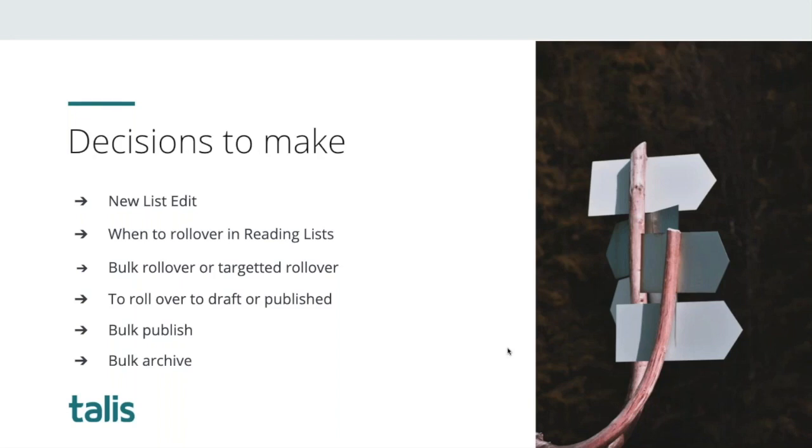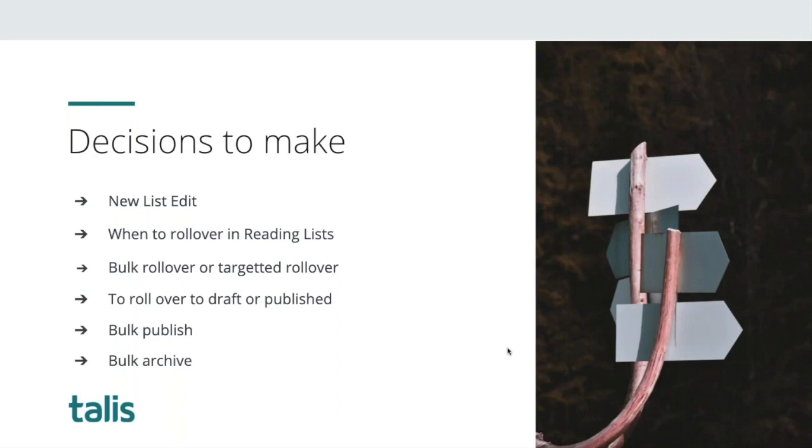Decide when you're going to roll over your reading list and ensure that you've got enough time to process your digitisations before that reading list and those digitisations are going to be needed. Once you've got those dates for rollover, you can start to think about when you're going to need to start communicating with your academics.